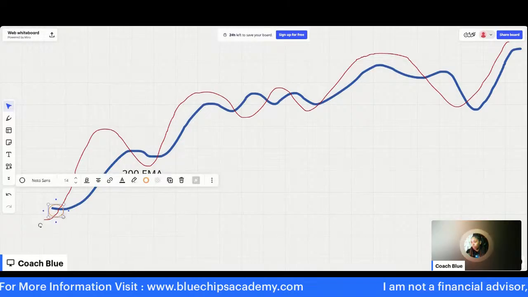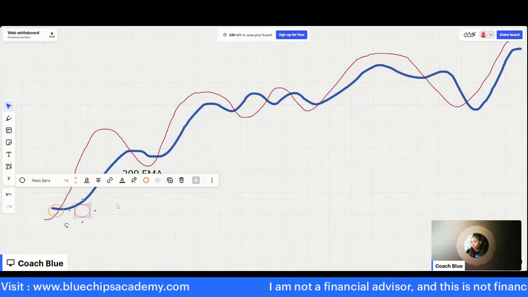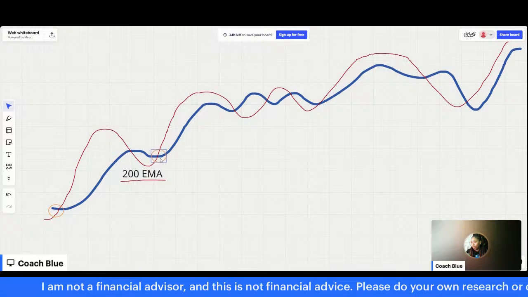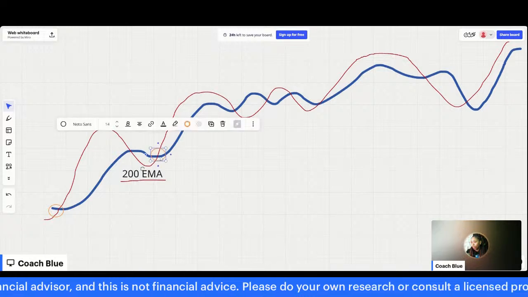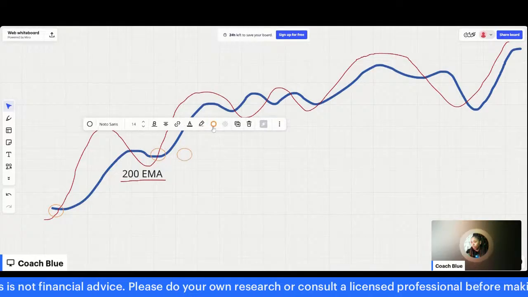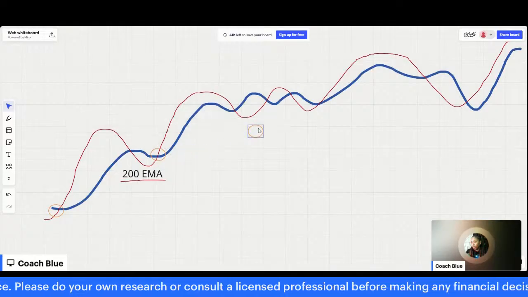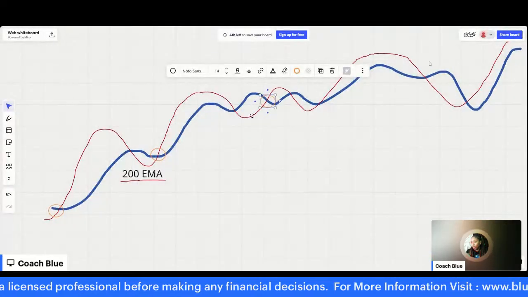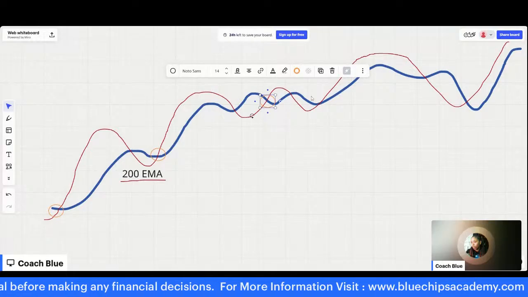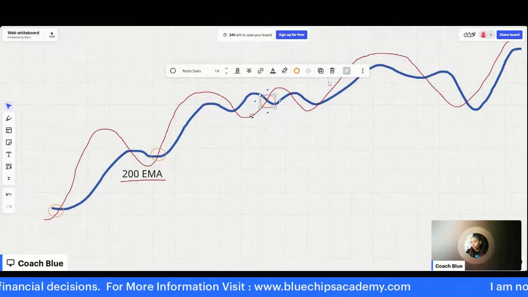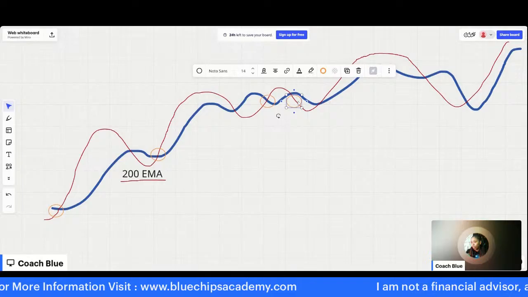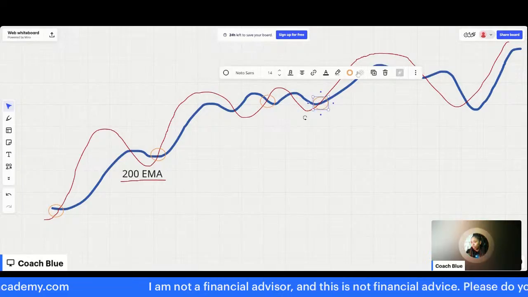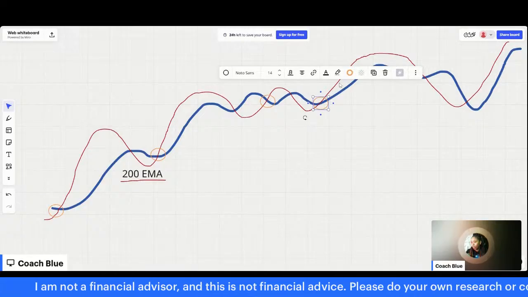So here's a point of entry. But then we have another point of entry, which is here. Right? We have another point of entry. So I'm just going to highlight all of the crossovers, and we're going to look at how many wins and how many losses based on these points of entry. Because you're not going to win all of them, but you should be able to win more than you lose if you're trading in the right direction.